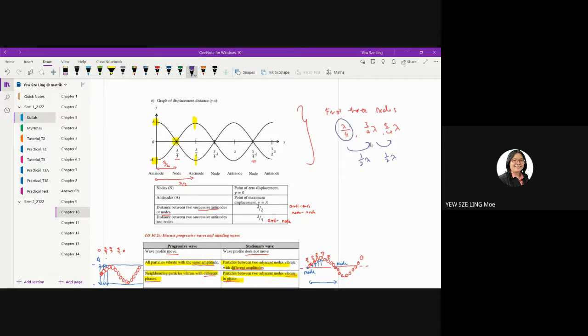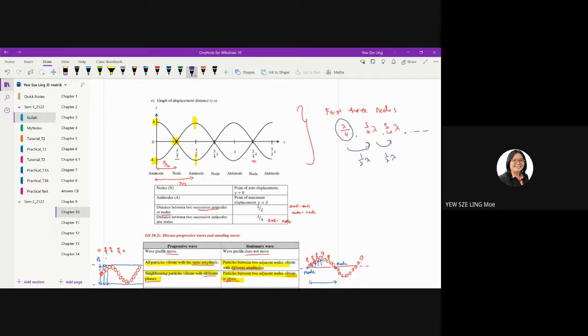And then the question asks you to state the position of the first 3 nodes, for example. Then how are you going to find the position for the second node? You add lambda over 2 to the first value, to the lambda over 4. Then you obtain 3 over 4 lambda. And then you add another half lambda to 3 over 4 lambda, you obtain 5 over 4 lambda. So it keeps going on, depending on how many values the questions are asking for.